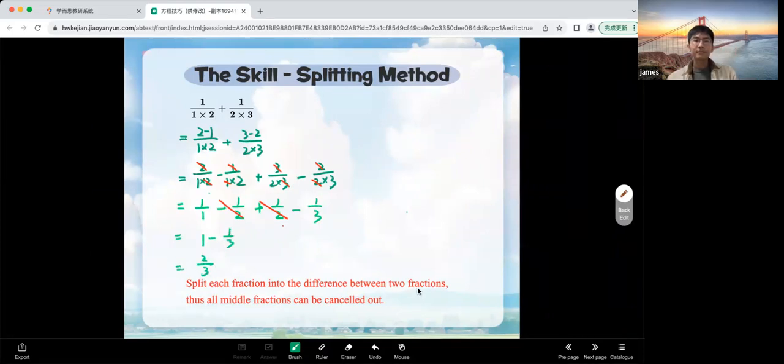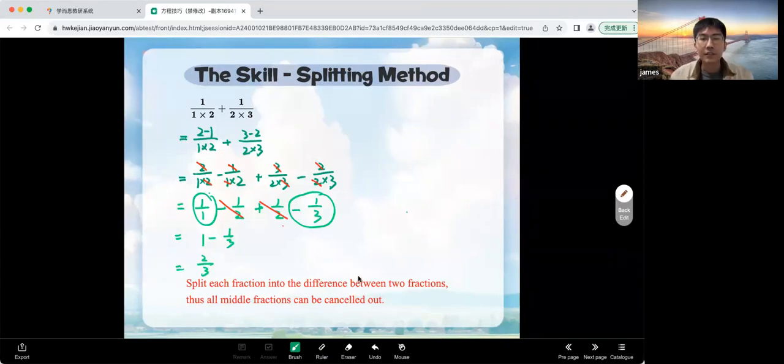Okay. So everyone can see with the splitting method, when you split every single fraction into the difference between two fractions, in the end, all the middle parts can be canceled out, right? So we only have the first one left and the last one left. And then the calculation will be much easier because you don't have to calculate all the middle part. Only the first fraction and the last fraction should be calculated, right?